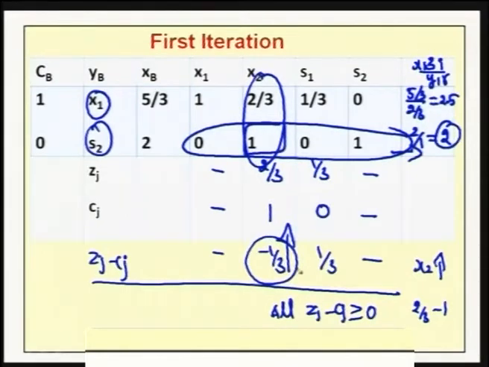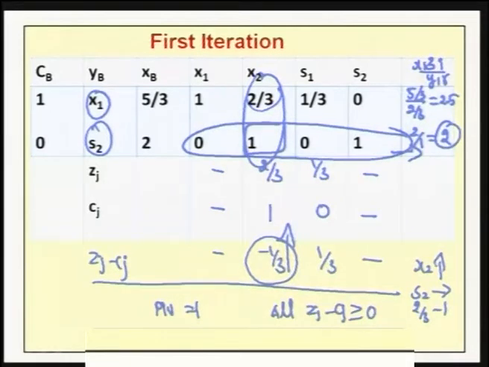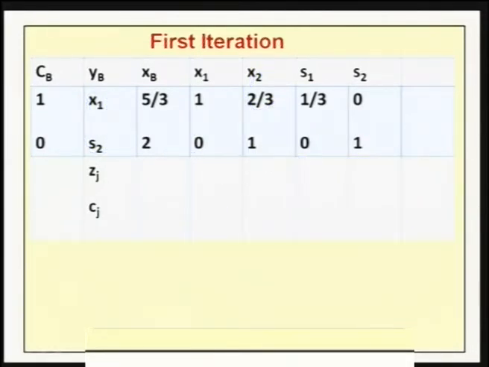So, in this iteration our entering variable is x2, our leaving variable is s2 and the pivot element is 1. In order to improve the solution, next we have to keep this pivot as 1 and convert the remaining element in that column, that is 2 by 3, into 0. So, the next step is to convert this pivot element into 1. Since it is already 1, our new row R2 double dash is simply R2.